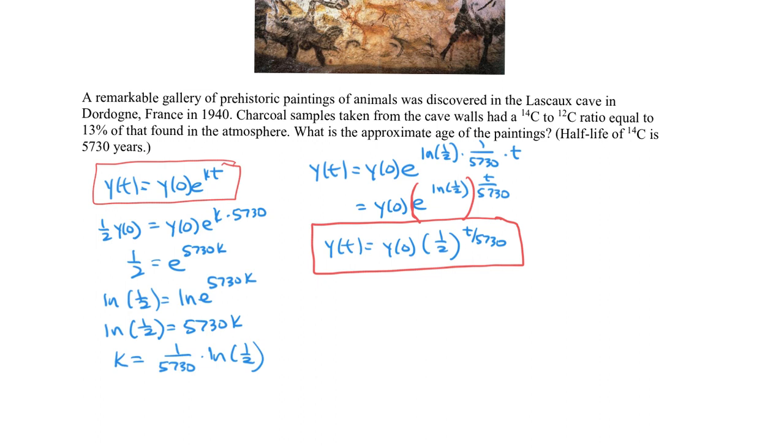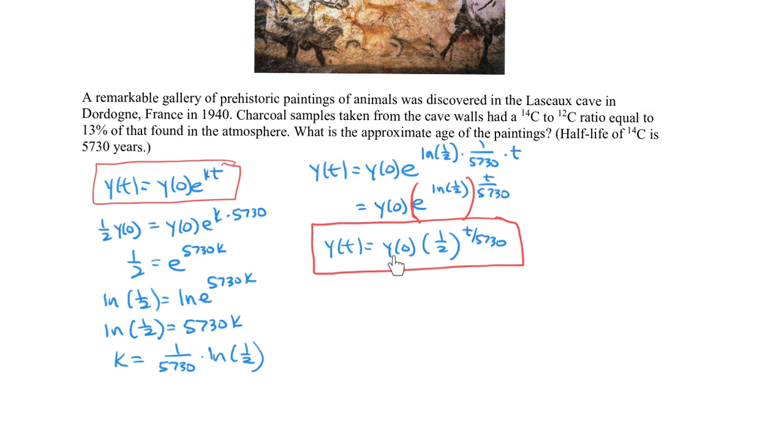We develop this by starting here, and then we find k and we come up with this. So we have to be able to come up with this process to get here. Starting from here, this will be our initial point. This is where we go by using the fact that the half-life in this case is 5,730 years. So we get here, and then we make sense of this part. So what we've got is 13% of that found in the atmosphere today.